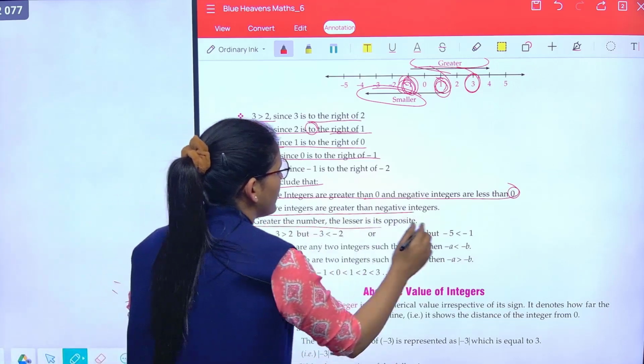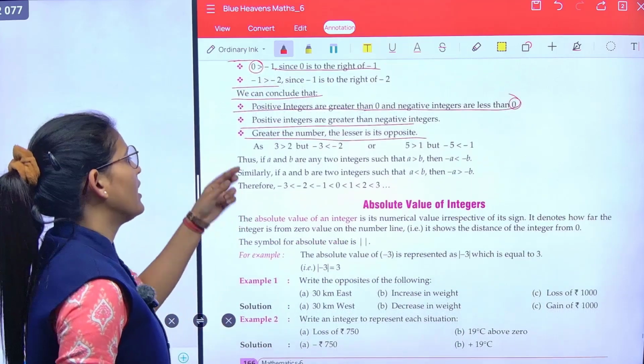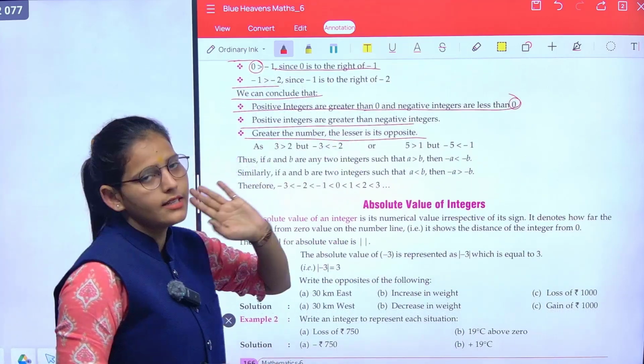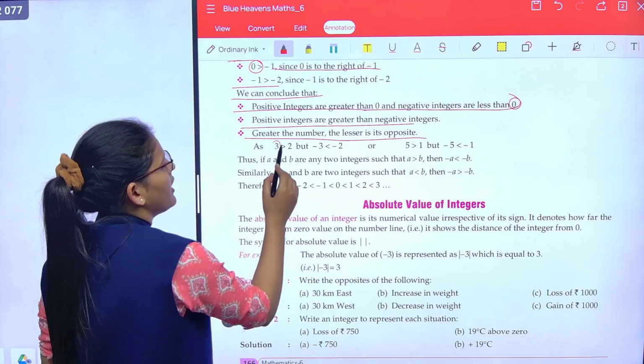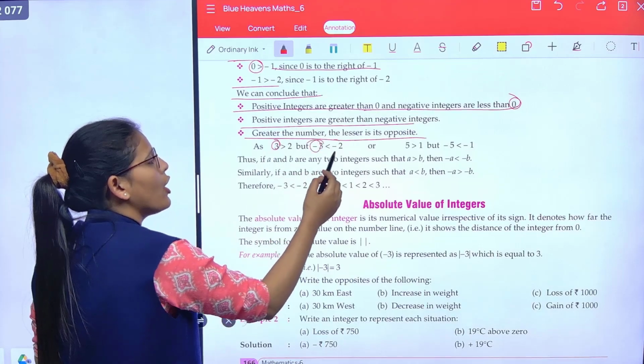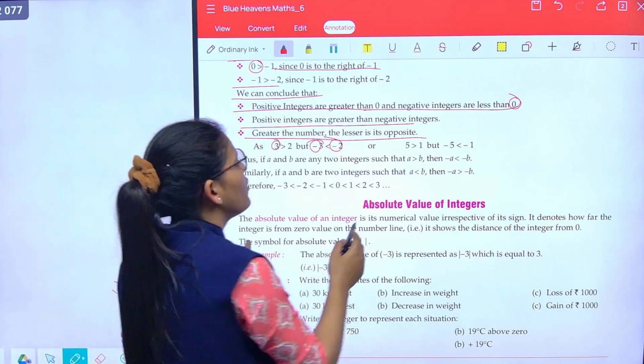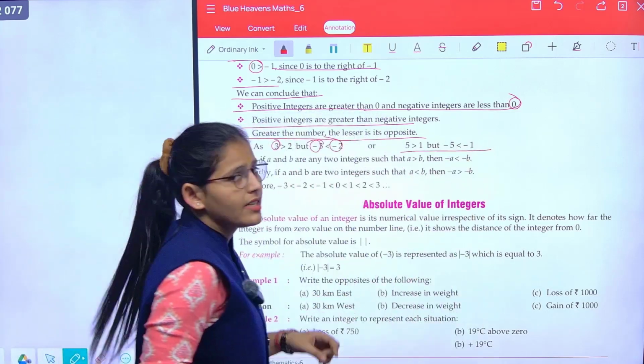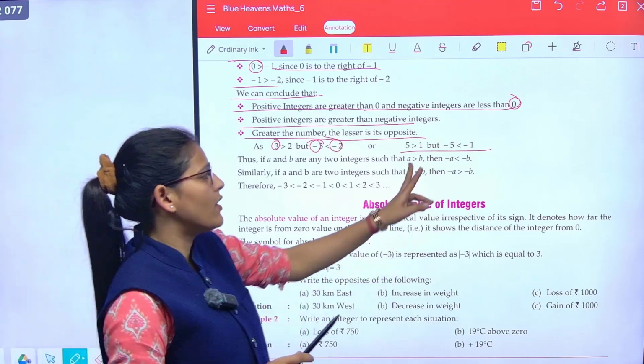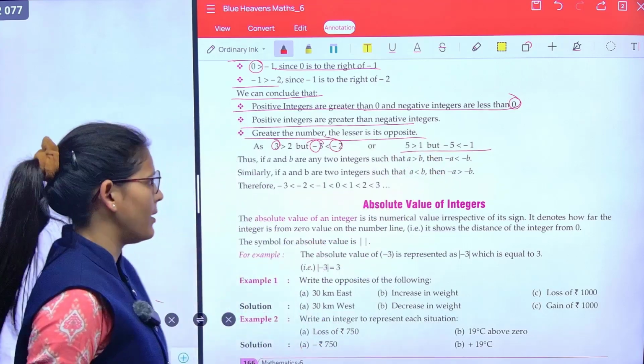Greater the number, the lesser is its opposite. 3 is greater than 2, but minus 3 is less than minus 2. So minus 2 is greater than minus 3. Again 5 is greater than 1, but minus 5 is less than minus 1.